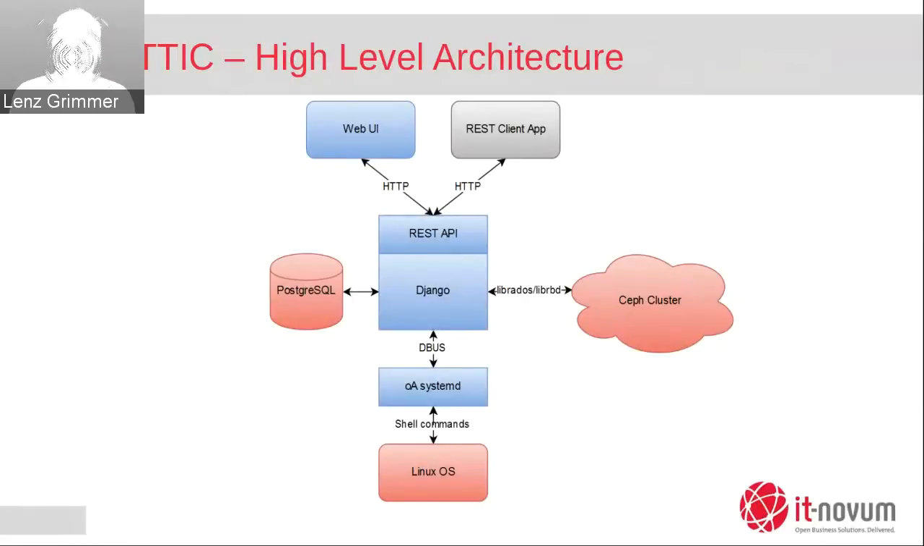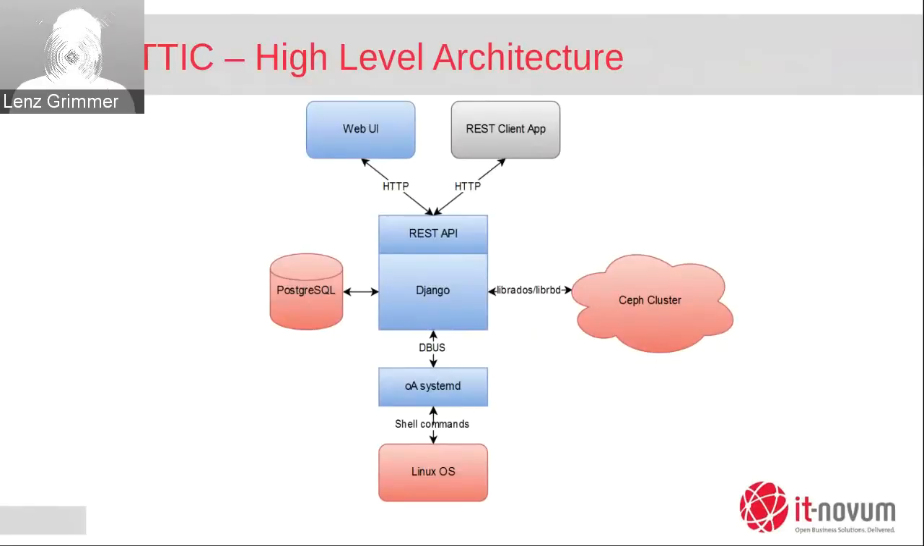Then we have the dreaded OA systemd, dreaded because of the confusing name, because it has nothing to do with Lennart Poettering's systemd. This process runs with root privileges and receives commands from the Django application via dbus. And then on the other hand, it basically issues shell commands. So it's capable of running commands with parameters.